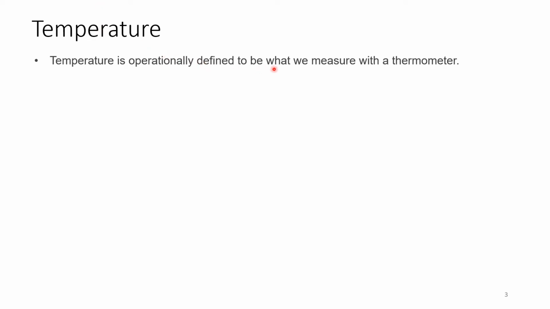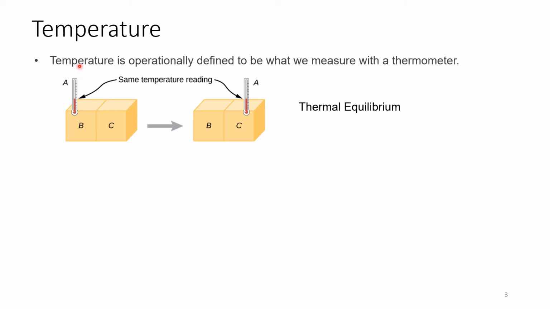The scientific definition of temperature is less ambiguous than your senses of cold and hot. Temperature is operationally defined to be what we measure with a thermometer. To measure the temperature, we let the thermometer A be in thermal equilibrium with the object B, and the reading in the thermometer A is the temperature of the thermometer A as well as the temperature of the object B. An important concept here is thermal equilibrium.